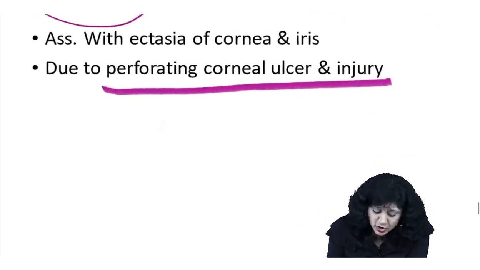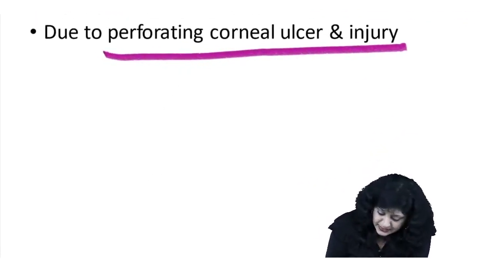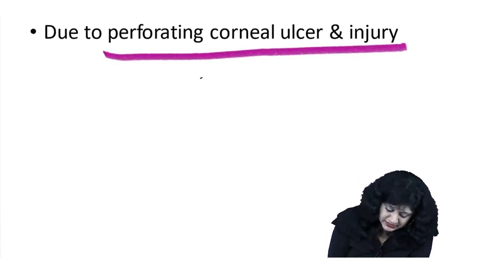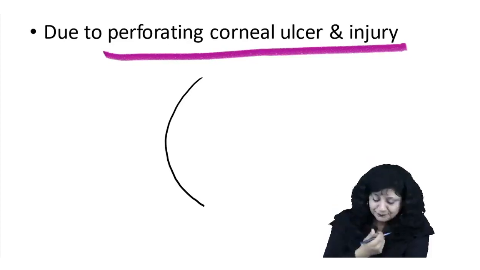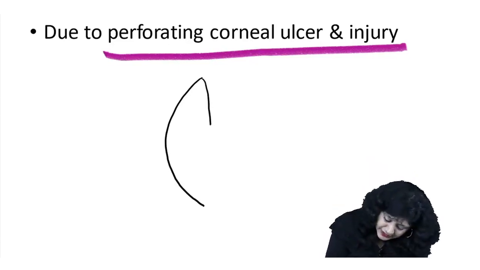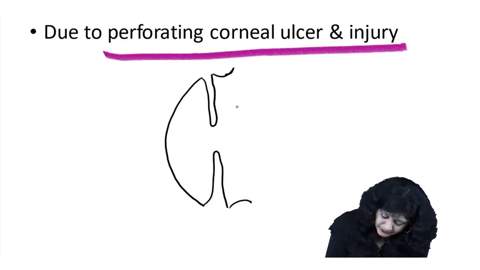How? Now let's see, this is an important thing, how it can take place. Suppose, imagine this is your cornea. We are seeing the section here, and here we have the iris, right? Then I have the ciliary body, and this is your lens.